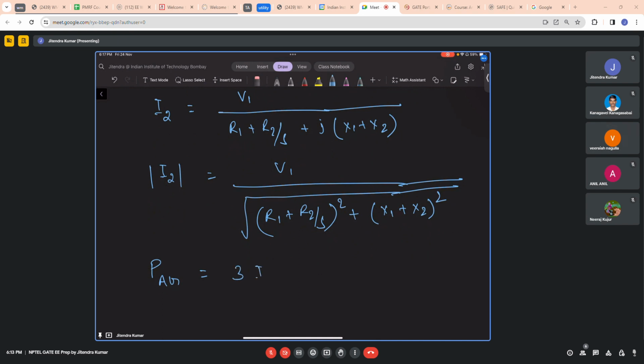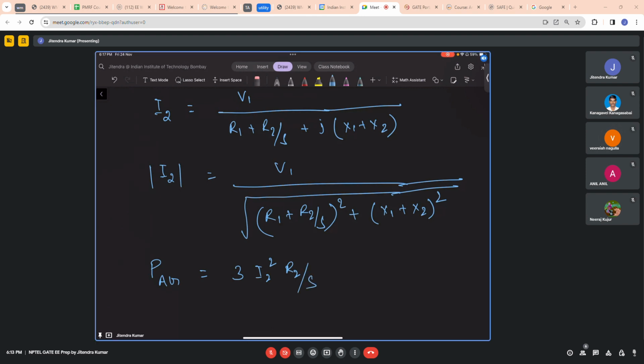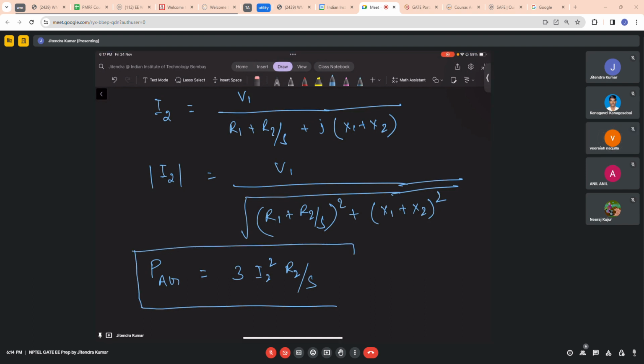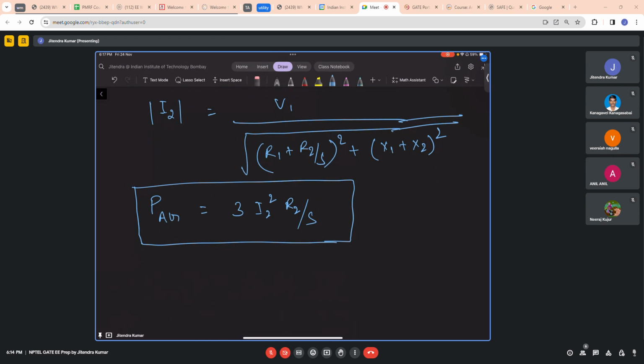Three times I2 square. R2 by S, right? Because if you write only R2, then it will be your copper loss. So R2 by S is the air gap power. Now we have the value of I2.